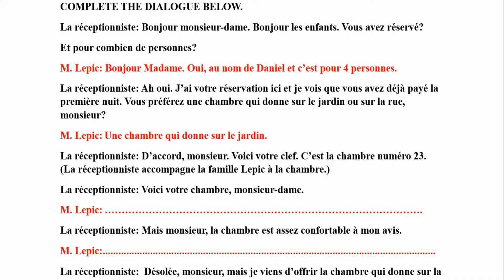Then the receptionist says, voici votre chambre, monsieur, dame. Here is your room, sir and ma'am. Our part here is blank. And below, the receptionist says, mais monsieur, la chambre est assez confortable à mon avis. But sir, the room is quite comfortable in my opinion. So above, she says, here is your room, sir and ma'am. And then below, she says, but sir, the room is quite comfortable in my opinion. So let's look at what the cue wants us to do next.